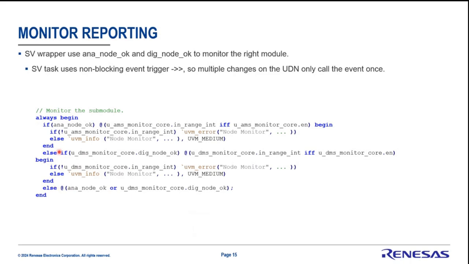And then finally, we've got the else branch, which is analogue OK or DMS monitor core dignode OK. This is because this process could have started before, say, the dignode OK has been set, and so you don't want to get stuck. So this just guarantees that the module works under all ways that a circuit can be initialized, because digital initial blocks can be executed in an indeterministic way. Always processes can also start up in an indeterministic way.